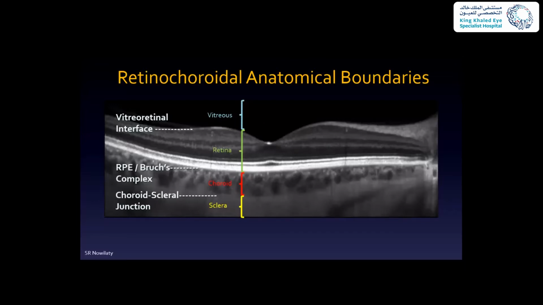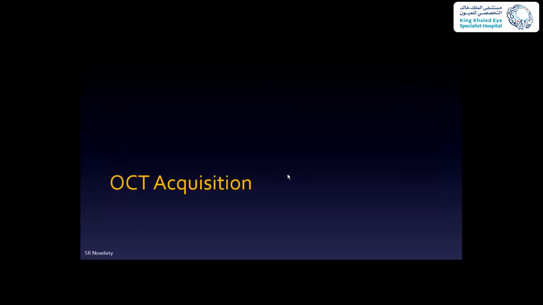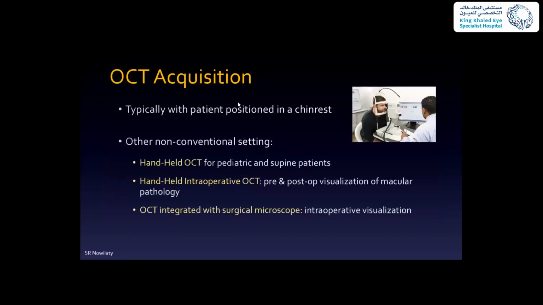We're going to go into more details a little later. So how do we acquire an OCT? Well, typically we do it with the patient sitting up, and I'm sure that you've all seen this. The operator uses a machine, the patient sits up, puts the chin in the chin rest, and takes the images. But you can remember that you can also do an OCT with a handheld device.